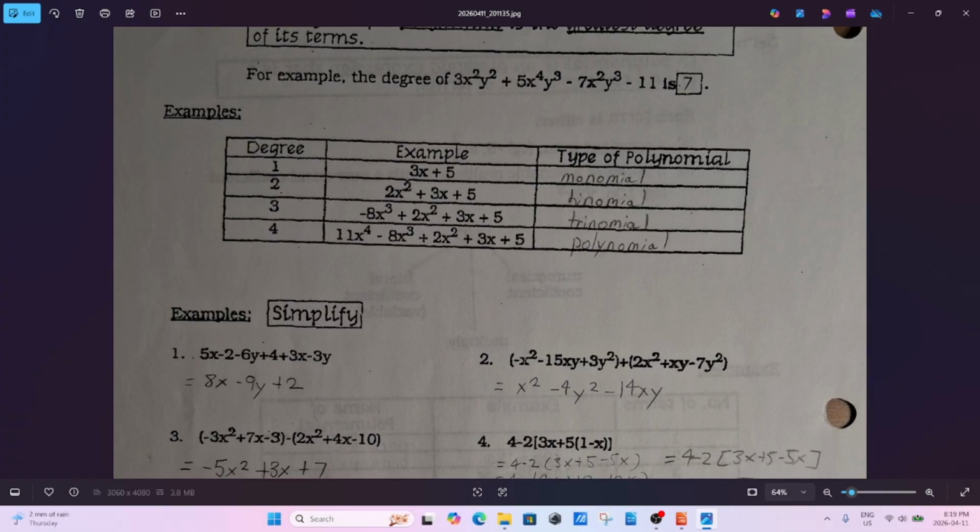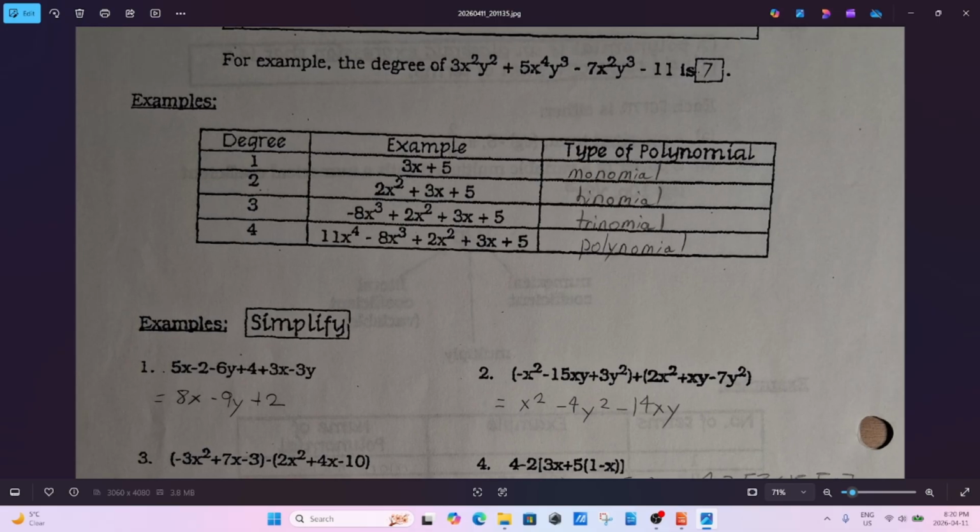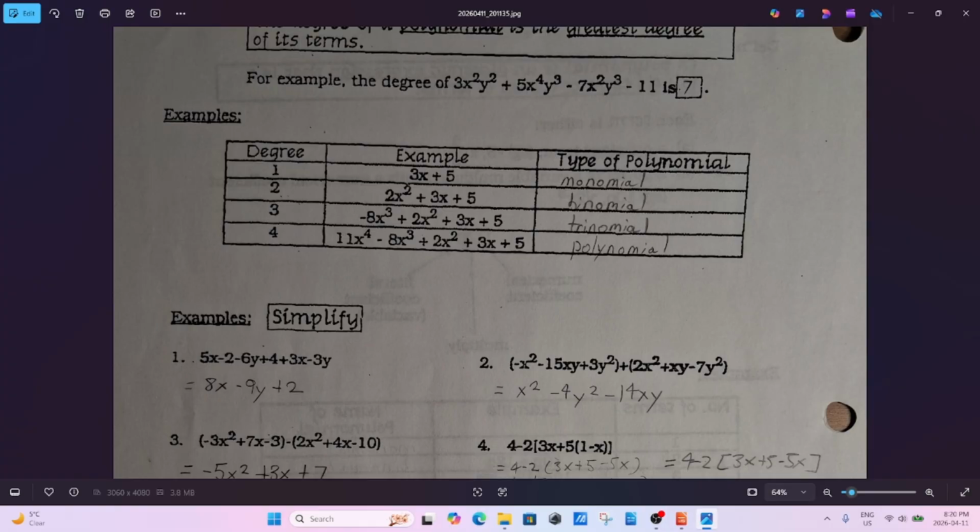So here are some examples. Degree 1, 3x plus 5 is a monomial. Degree 2, 2x squared plus 3x plus 5 is a binomial. Degree 3, -8x cubed plus 2x squared plus 3x plus 5 is a trinomial because there's three variable terms. And then finally, a polynomial where there's degree of 4. We put in x to the 4 minus 8x cubed plus 2x squared plus 3x plus 5.